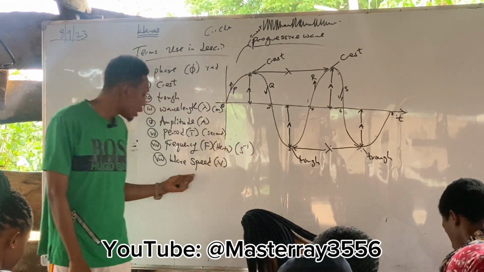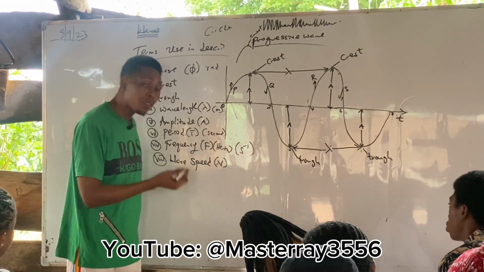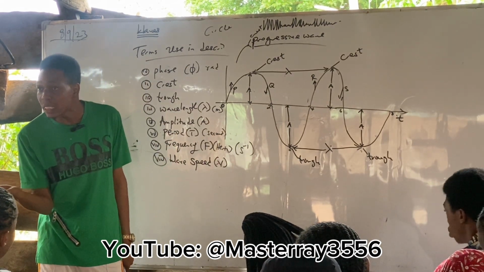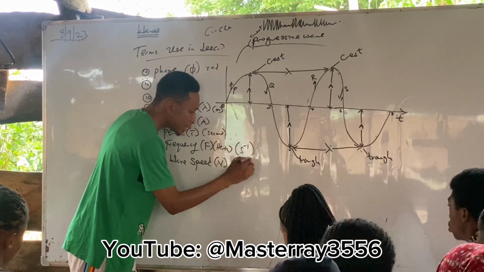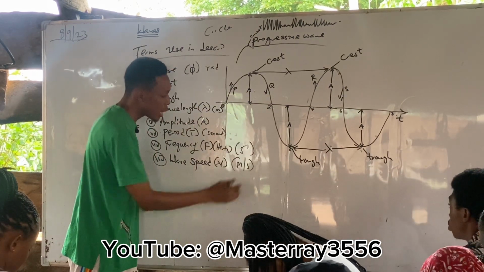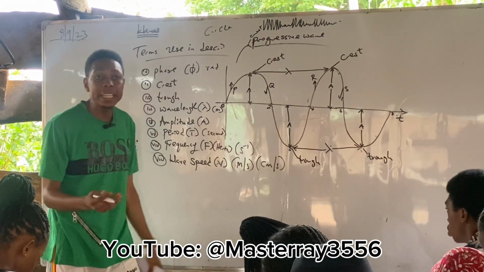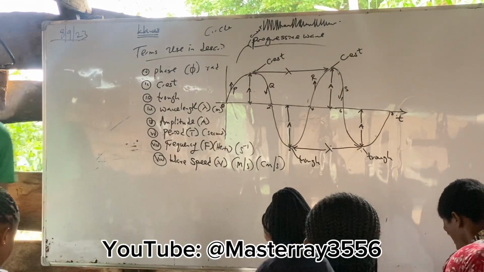Then another thing is your wave speed. It's your normal speed. Don't forget, your wave speed is the distance traveled by wave per second, is it not? That is meter per second, or you can also express it in centimeter per second, depending on the calculation. Are you following? All right.